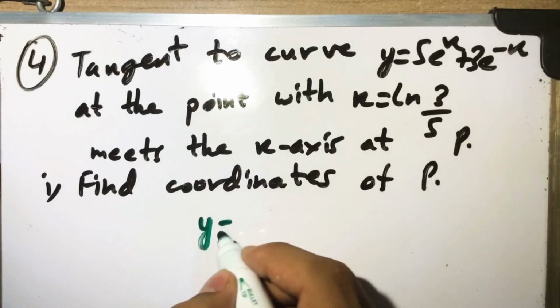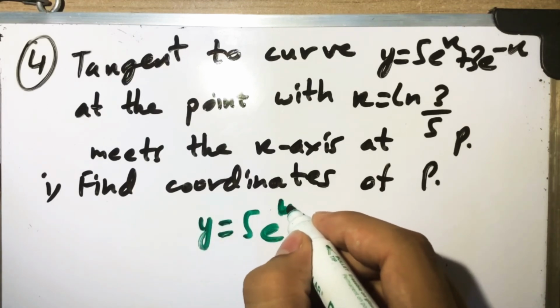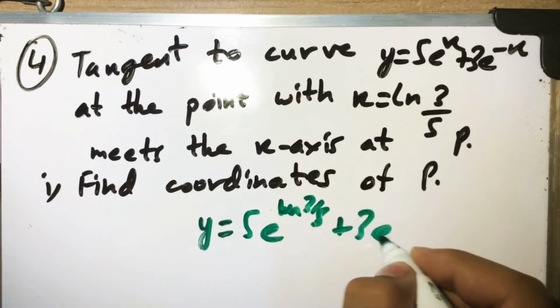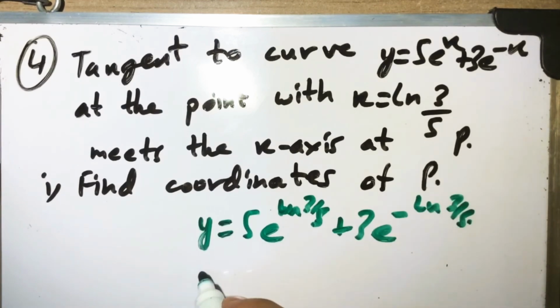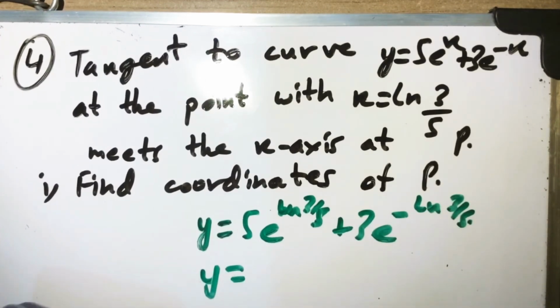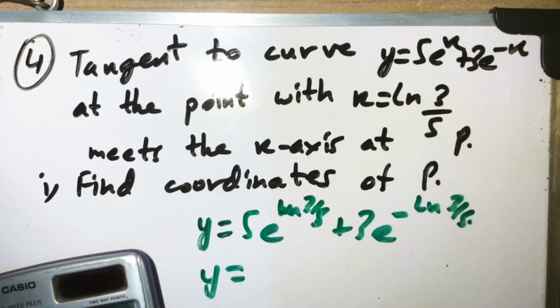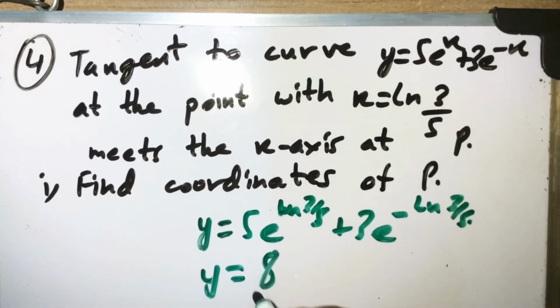So for that, 5e to the power ln 3 upon 5 plus 3e to the power minus ln 3 over 5. So y is coming equals to 8.